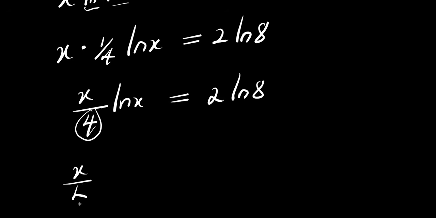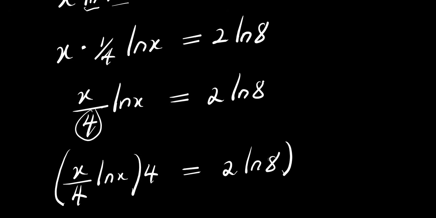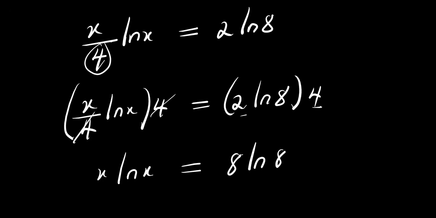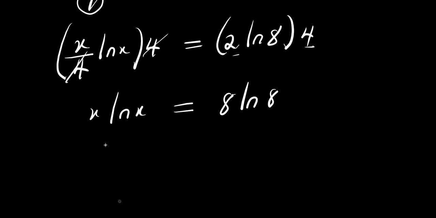I have x over 4 times natural log of x. This multiplies 4 equals 2 times natural log of 8. This also multiplies 4. So what happens next is this 4 will eliminate this 4. We have x times natural log of x equals 4 multiplies 2, we have 8 times natural log of 8. So right here, we can compare them because everything seems to be the same. The 8 and the 8 are the same. The x and the x are the same. So that means we have x equals 8.